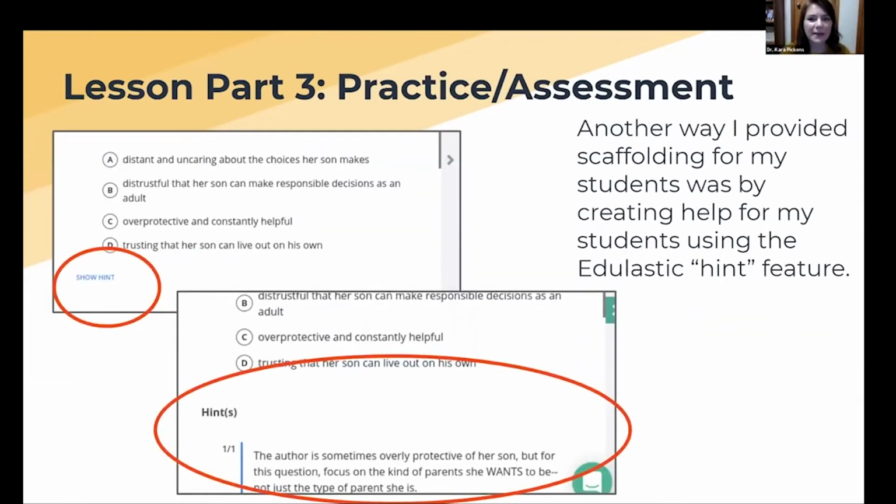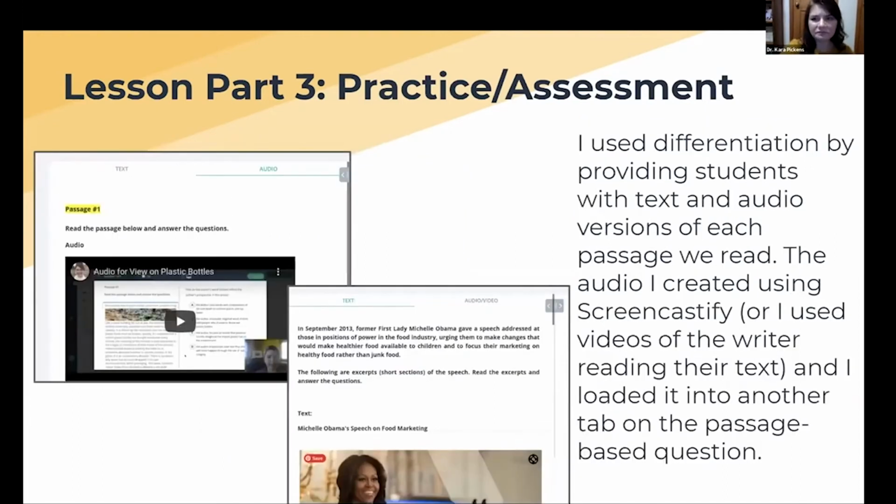Another way I provided scaffolding was to use the show hints button. I had to explain to students how to use this, but you can give hints to students with their questions. It provided a way to help them. Even though we were working asynchronously, I could still be there to help them with their work.